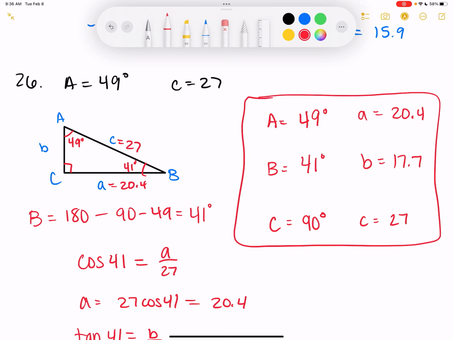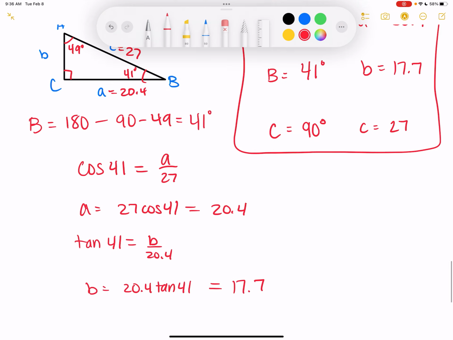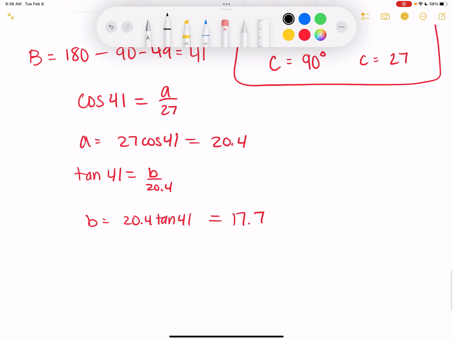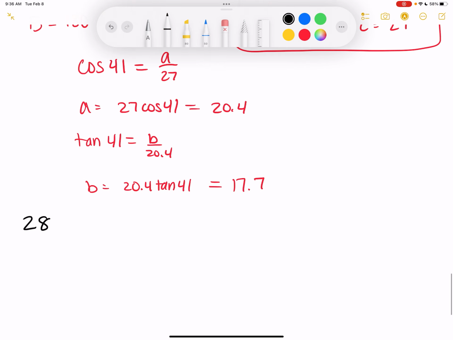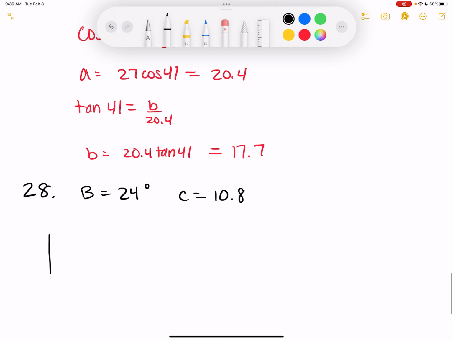All right, so solution here. Do we feel like we need to see another one or are we okay? Let's do one more. How about this one? You try on your own, and then we'll go over it together. B equals 24 degrees. C equals 10.8. And then just a reminder, the triangle goes the same way every time.